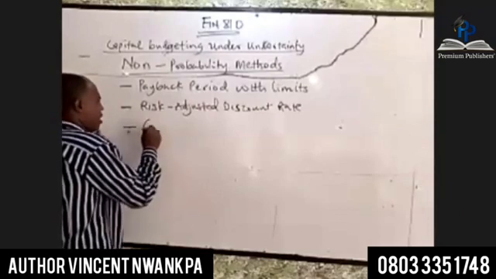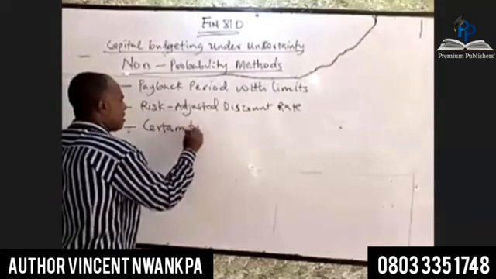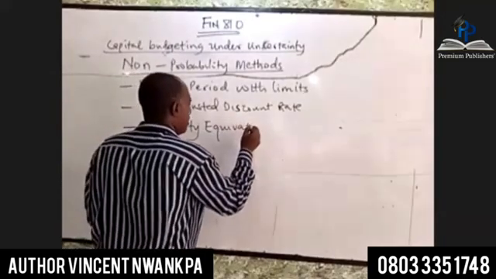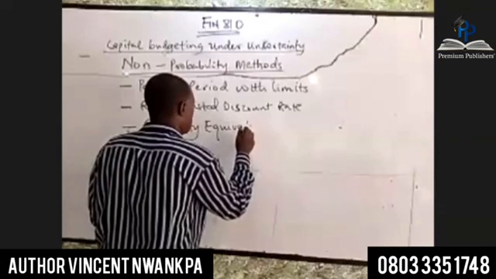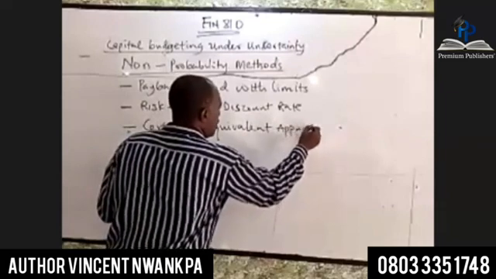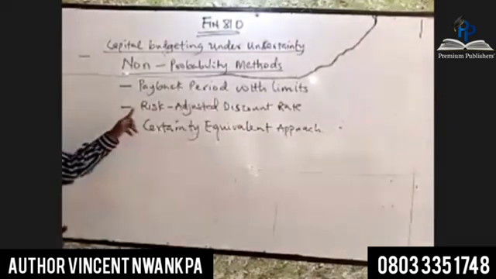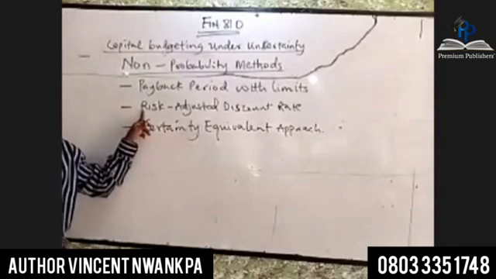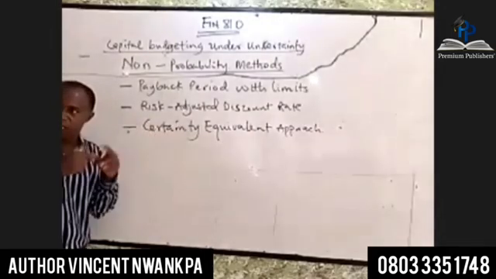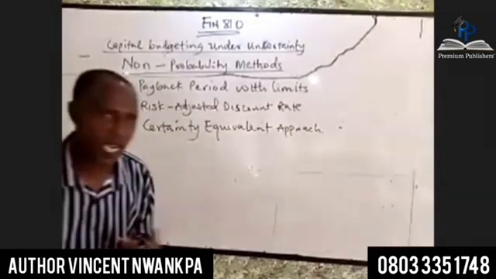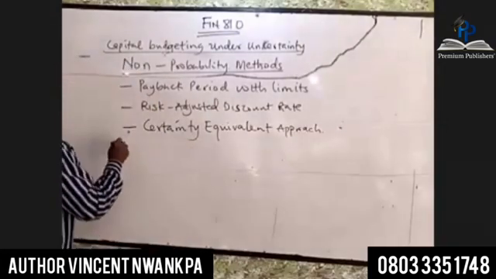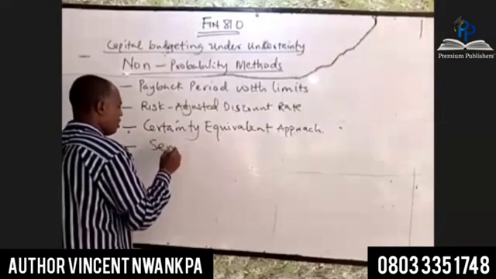The next one is the certainty equivalent approach. That method deals with the cash flow, not the interest rate. Something needs to be done to the cash flow in the form of reducing it so that we can determine the outcome.